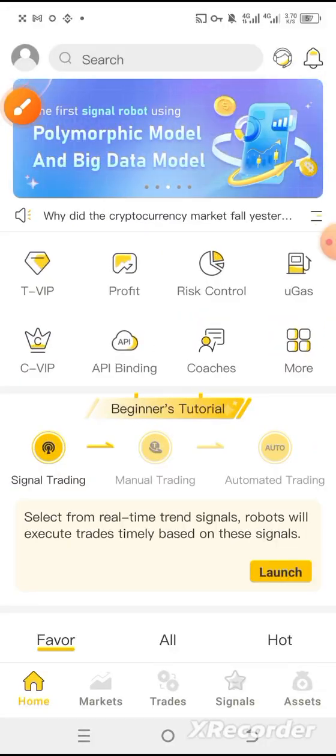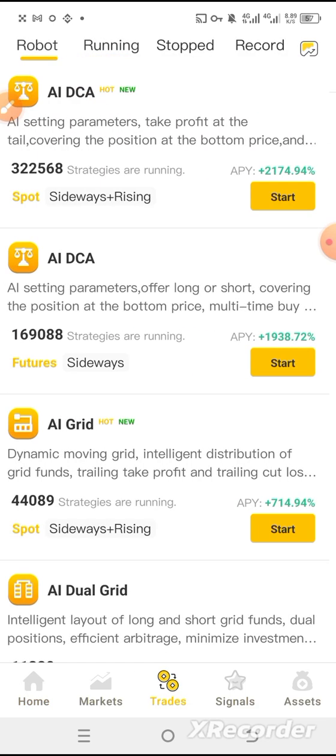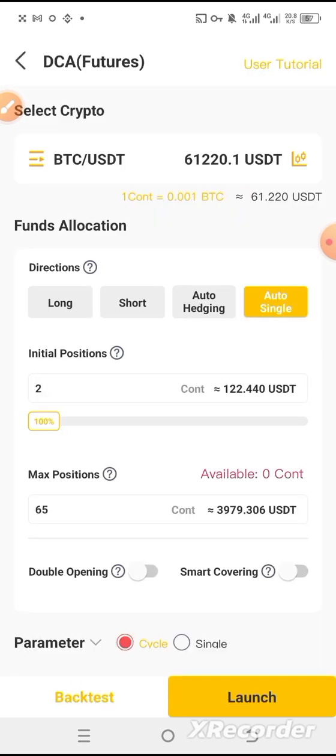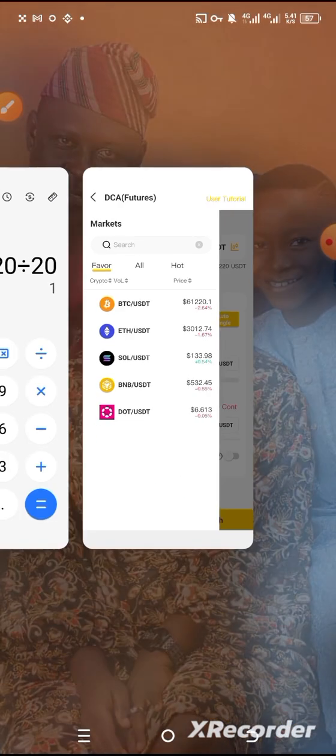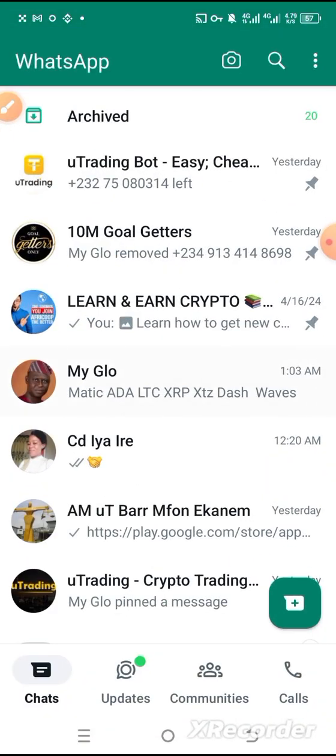Now this is our robots. Then I'll be coming to trade. Then I'll be coming to the robot here. Then I choose my DCA. Okay, this is my DCA. Then I choose the coin. What kind of coins do you want to choose? Probably you want to choose this set of coins.